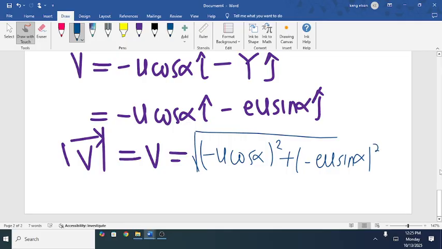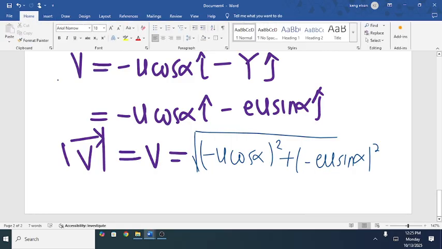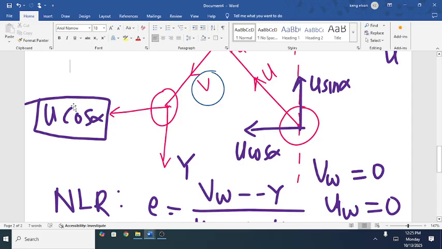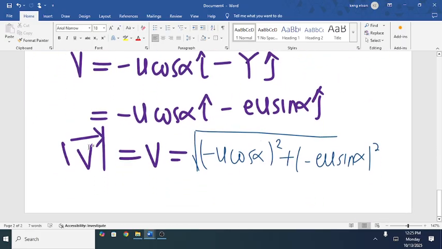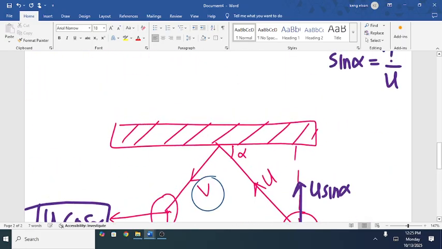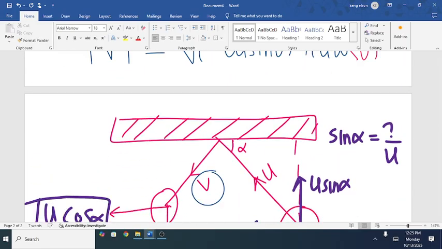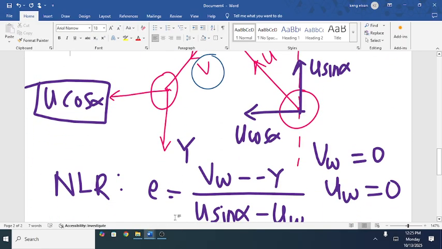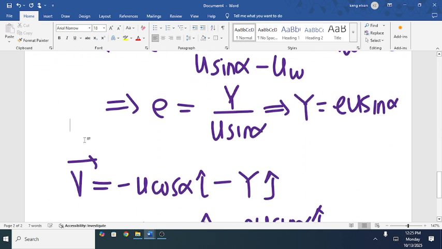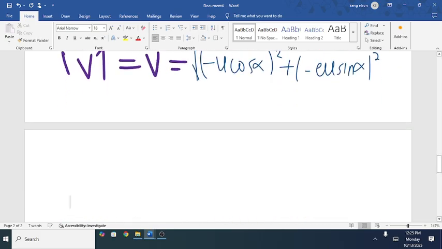Now the third case, in our third case, we are going to combine the two motions together. We are going to look at both motion with a vertical wall and motion with a horizontal wall.